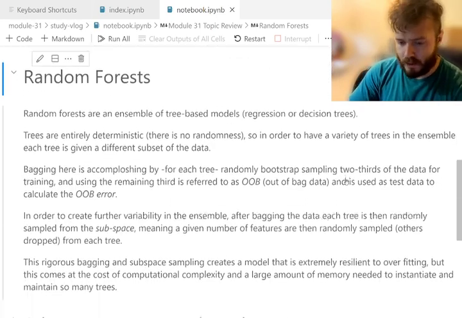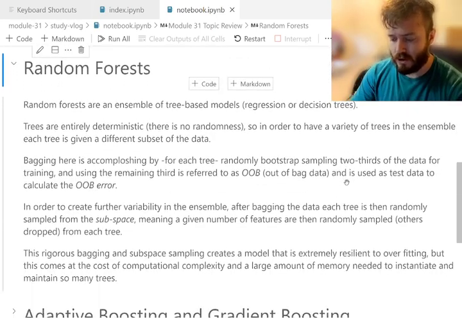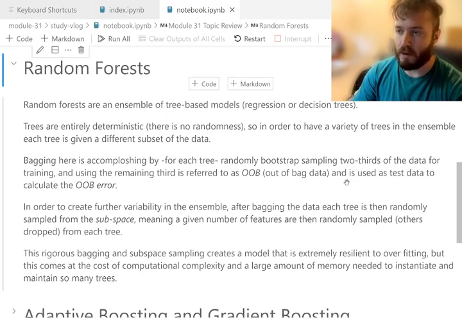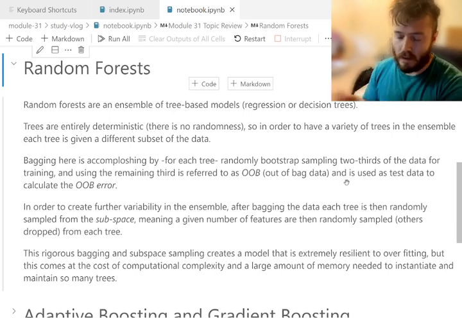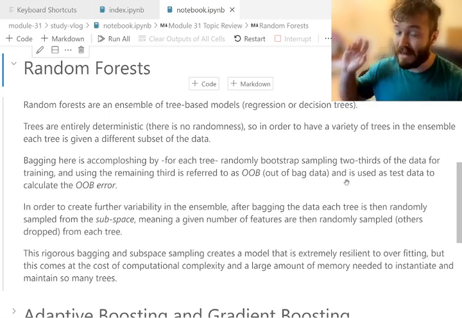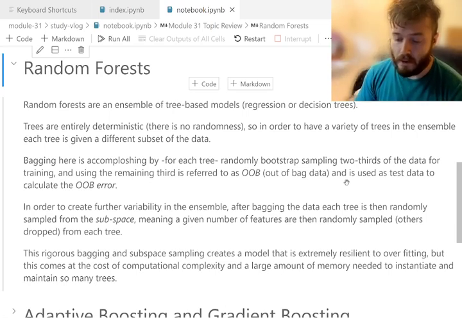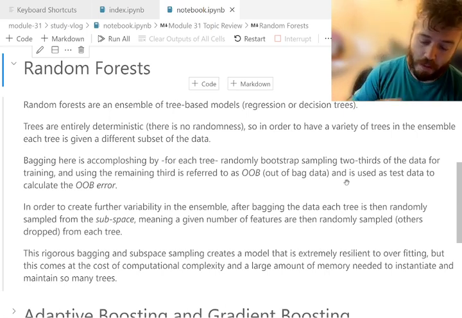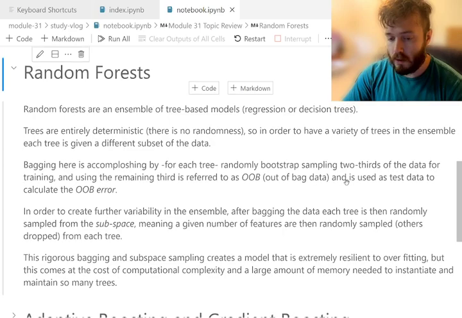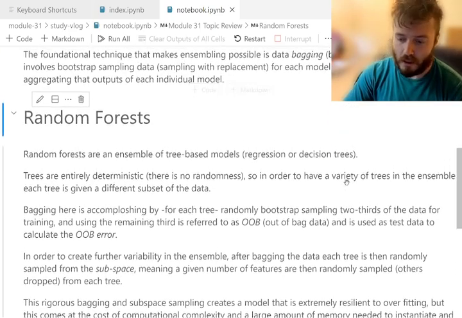So that's a random forest. Basically, it's just a collection of decision trees, and they're all given a randomly sampled subset of the data. It all comes from the same data source, of course, and then you aggregate the predictions of each of those trees, and then that spits out your best possible prediction in theory.